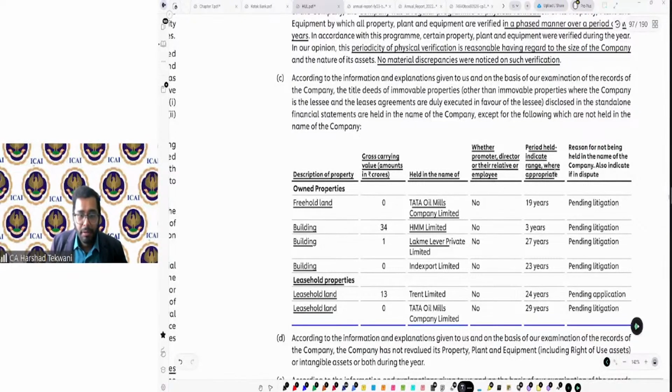Period held. Since when it is being held? 19 years, 3 years, 27 years, 23 years, 24 years, 29 years. And the reason is pending litigation. Because of the pending litigation and pending applications, these properties are not in the name of the company.